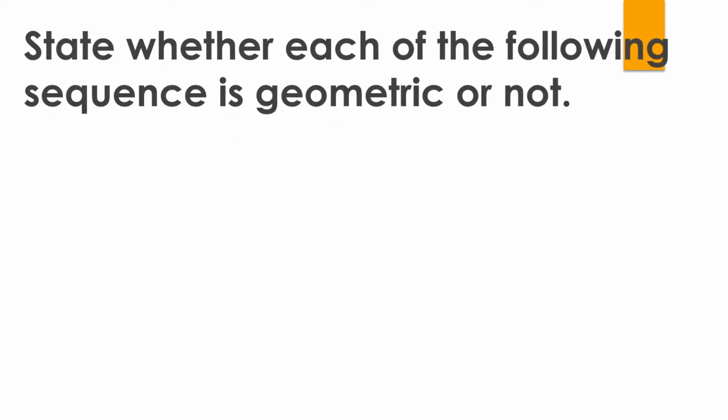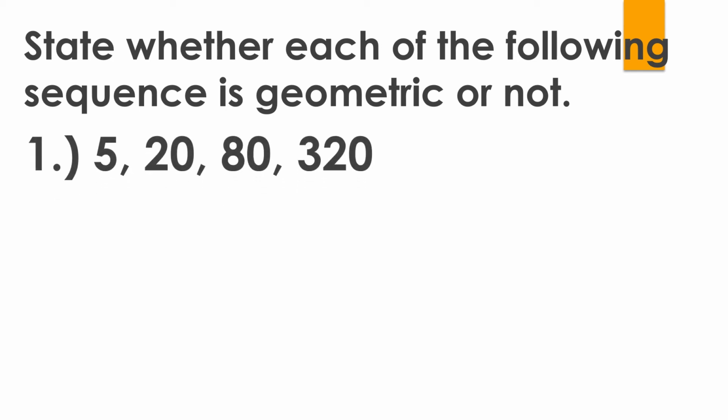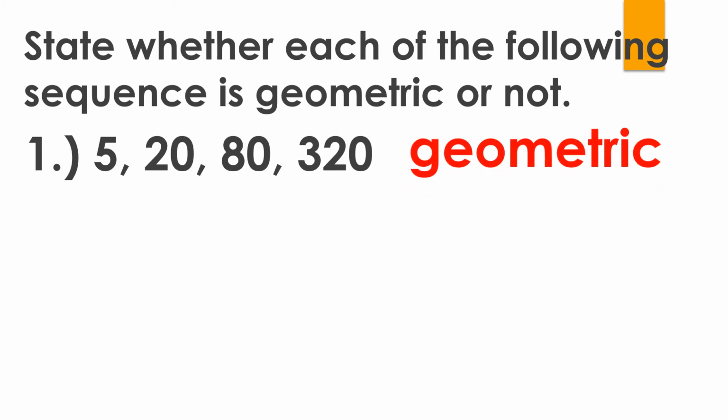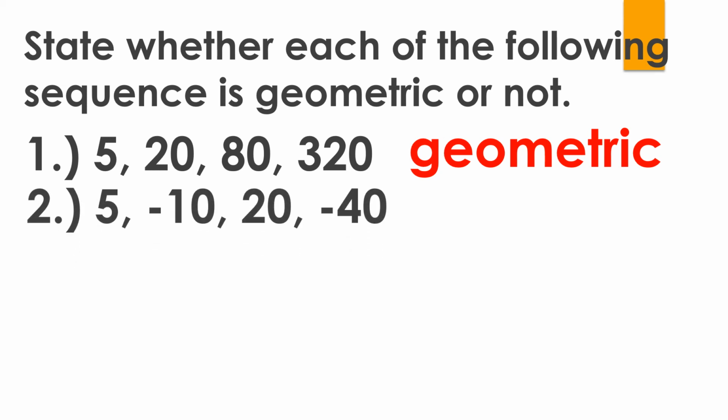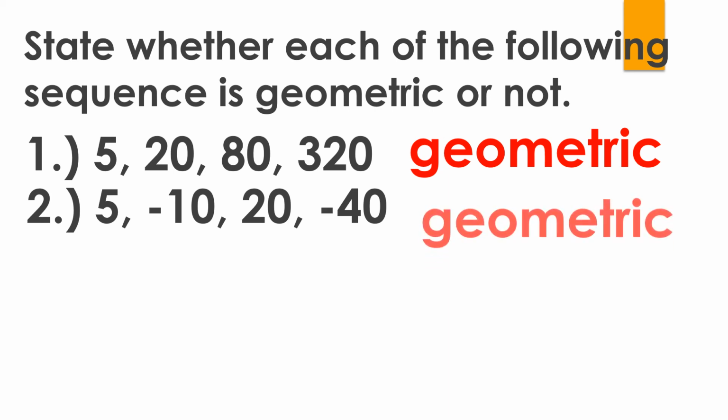Okay, this time let us state whether each of the following sequences is geometric or not. For the first example, this is geometric because we are multiplying each term by 4 to get the next term. 5 times 4 is 20, 20 times 4 is 80, and 80 times 4 is 320. Next, as you can see, the pattern is multiplying each term by negative 2. 5 times negative 2 is negative 10. Negative 10 times negative 2 is 20. 20 times negative 2 is negative 40. So this is geometric.